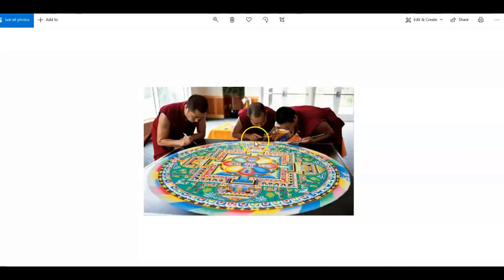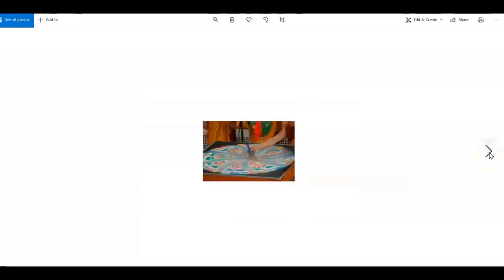So they spend all these days doing this thing, labor intensive, and then going along with some of their beliefs, this one is being swept away. It goes along with their concept of impermanence. I've seen other ones where they've done it outside and they leave it for the rain to make it disappear or the wind to come along and blow it away. But they're pretty wonderful to see.